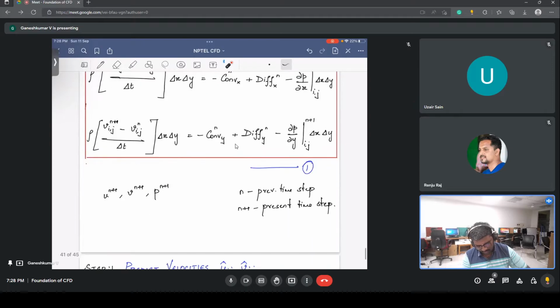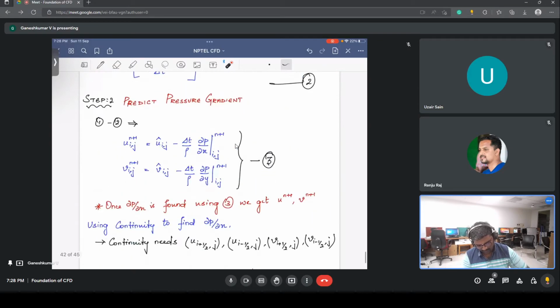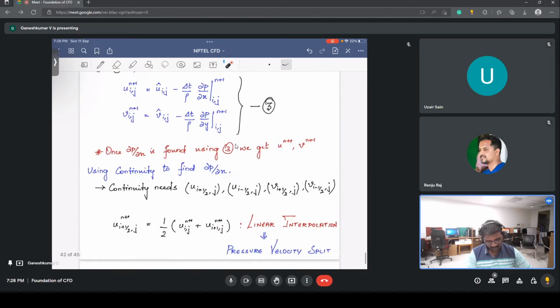So how we will find is, the easiest way to think about is, continuity needs these four velocities, right? Once you find the velocities, you can put them in the continuity equation and you can satisfy the continuity equation. Now how are we going to find this? So this is at i plus half, right?